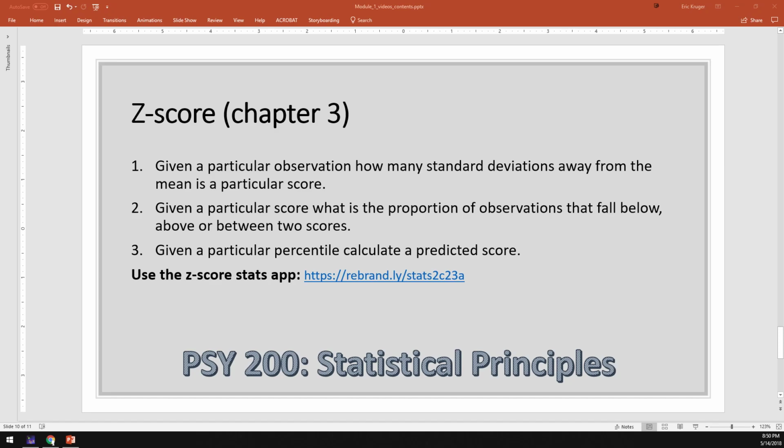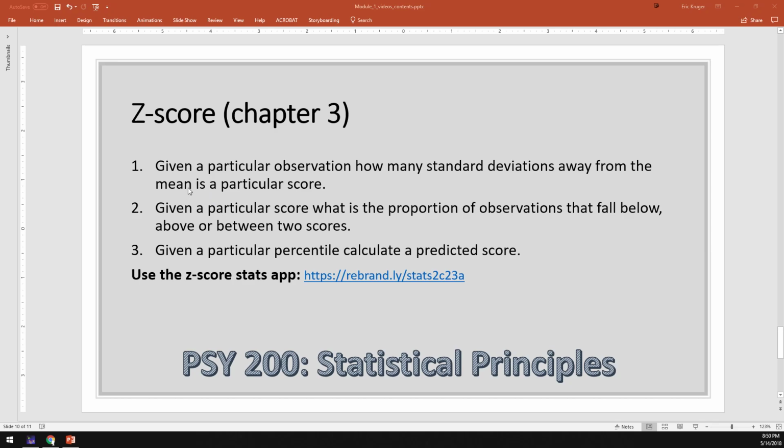In this video, I'm going to go over z-scores and how to calculate them using the undergrad statistics data set. I'm going to particularly go over three different types of calculations that we can do that all utilize a z-score.